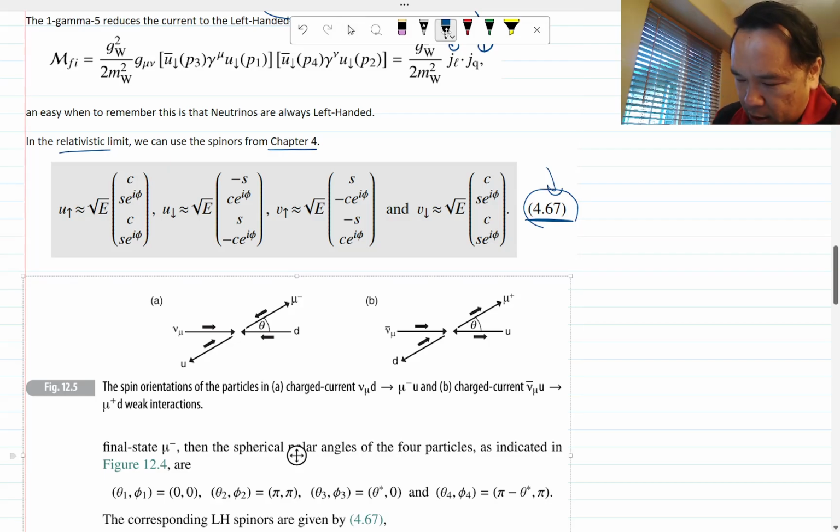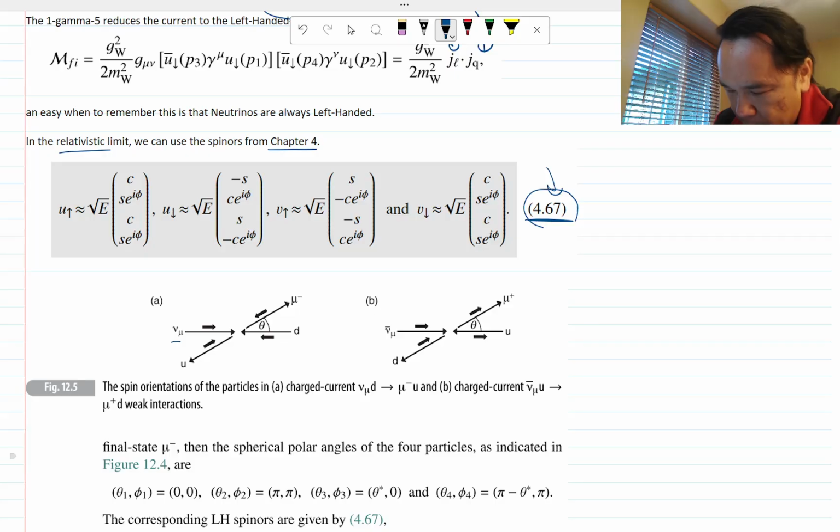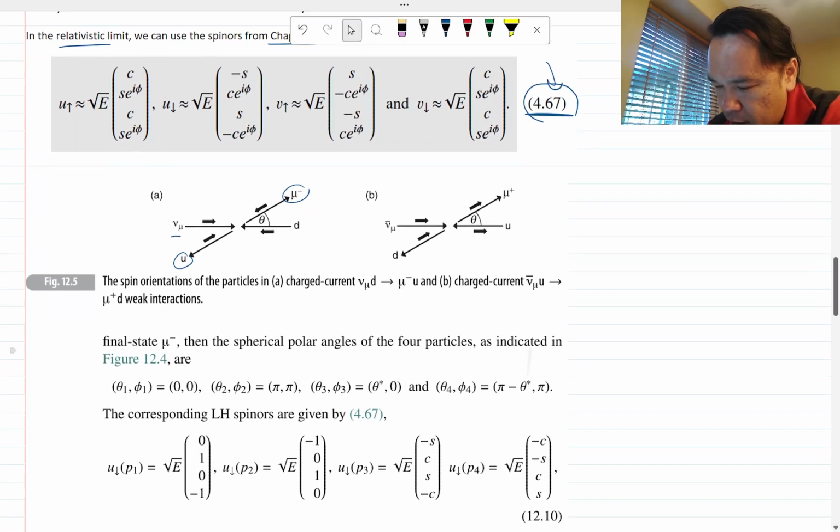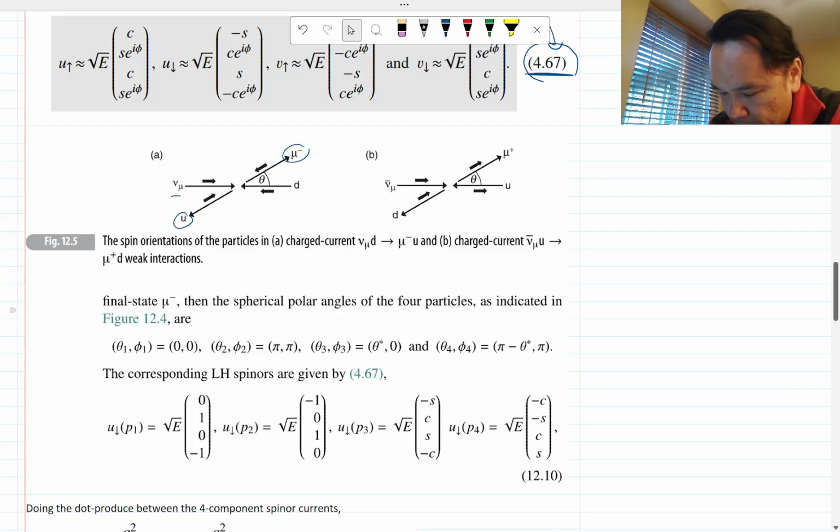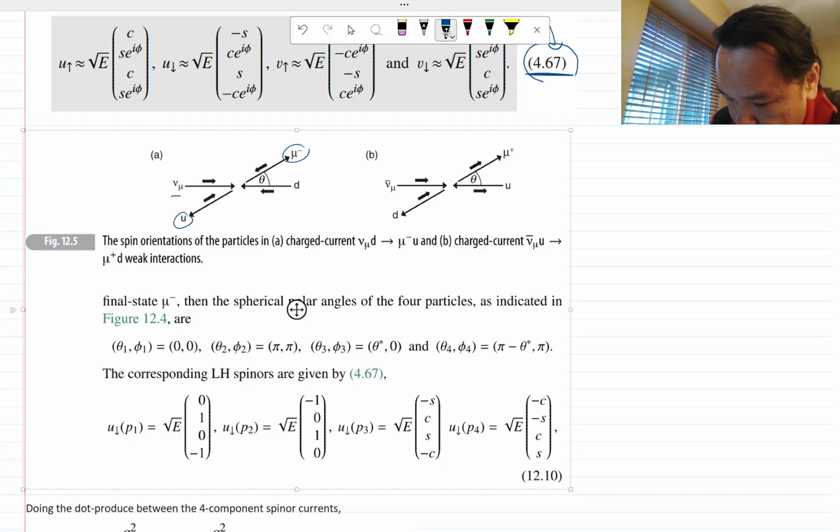Looking at this kinematically, for the particle interaction, we have the neutrino coming in and then scattering off the d quark, and during the scattering, this d quark changes into an up quark, and the neutrino basically turns into a muon. So what we can do is assign the angle, the incoming angle here, this is going to be 0 for the neutrino.